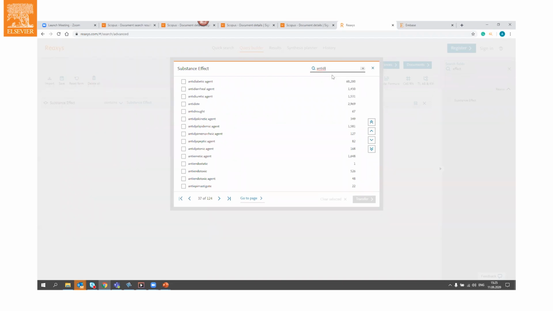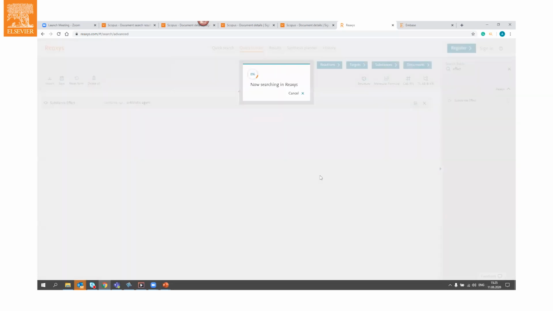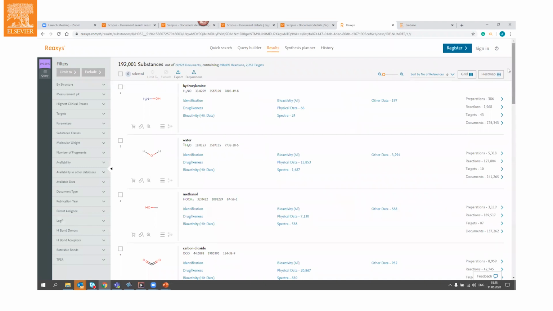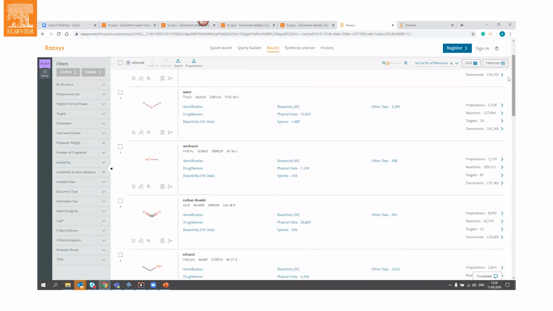Anti-diabetic agents, 60,000 molecules, and also antibiotic agents. What is the difference with previous search strategy? Let's get the search. In the previous search strategy, it was compounds which were just mentioned against some viral or bacterial or whatever disorder.